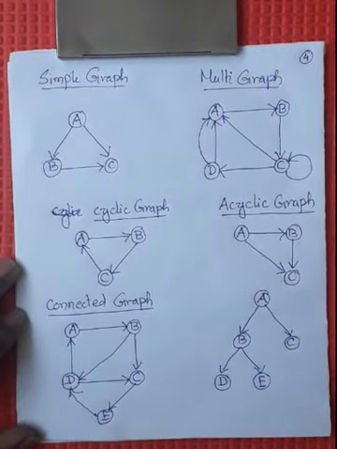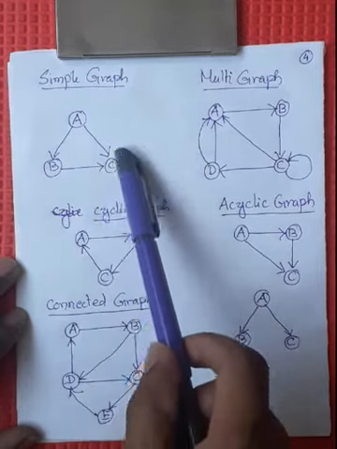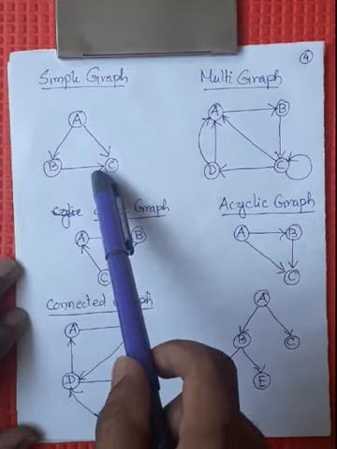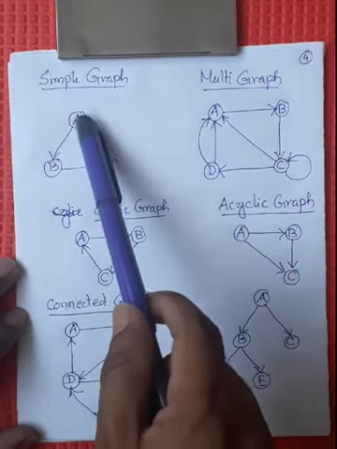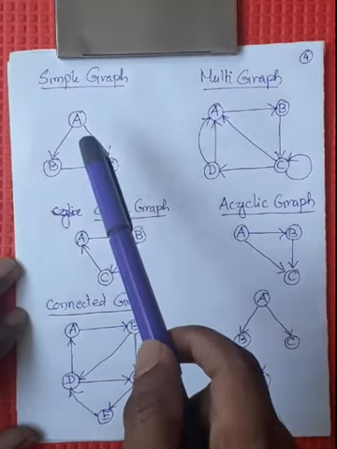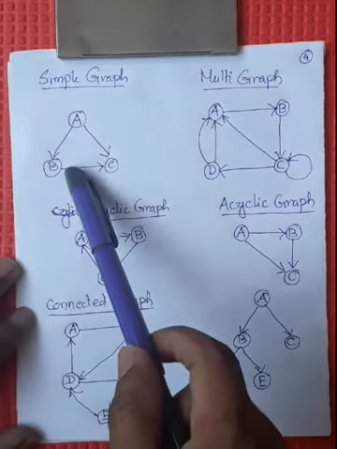Now, simple graph. A graph is called a simple graph when we don't have any parallel edge, no cycles, no self loops like that. So this is an example of a simple graph. Here you will not find any parallel edge. There is no cycle also. If you start from A to B, B to C, again C to A, there is no cycle. There is no self loop. So it is a simple graph.